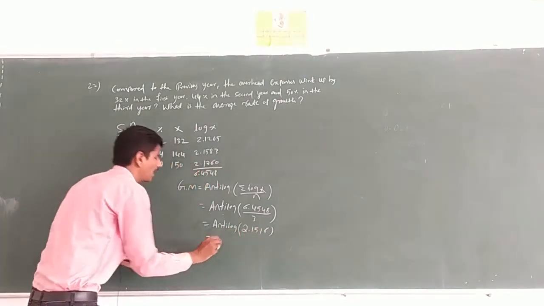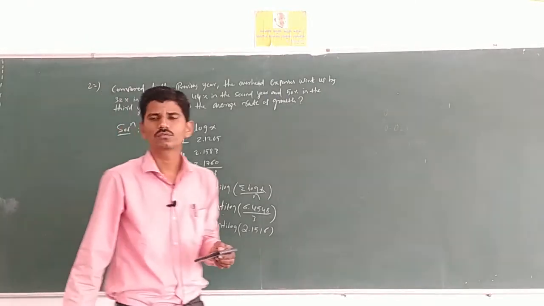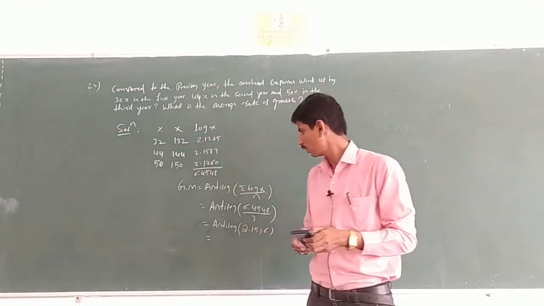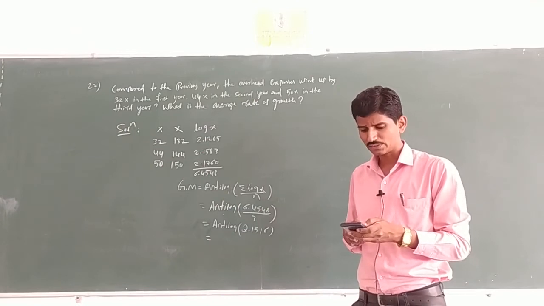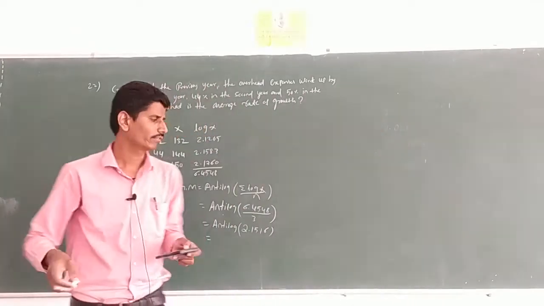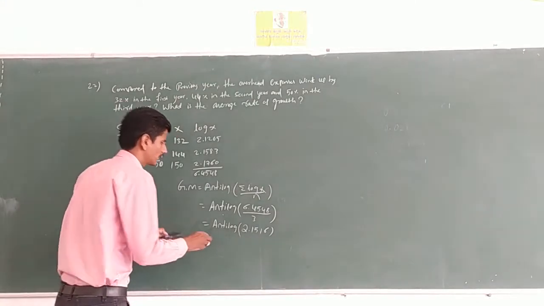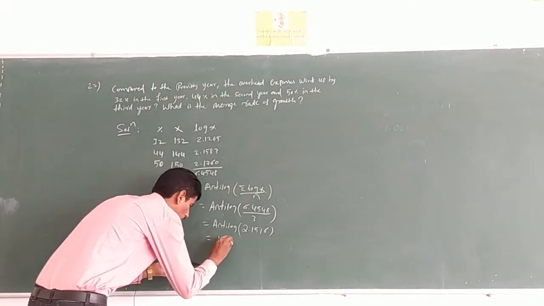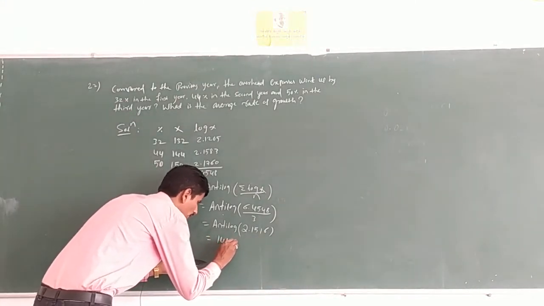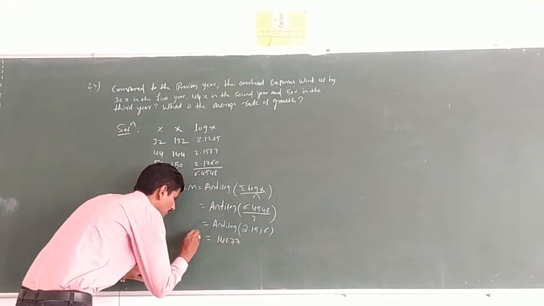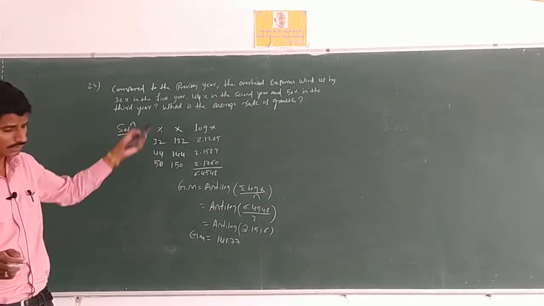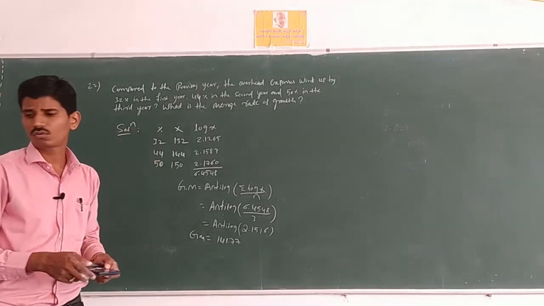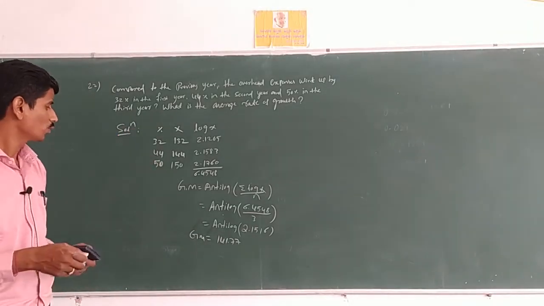2.1516. We have to find the anti-logarithm of 2.1516. The anti-logarithm of 2.1516 is 141.77. Okay, here the GM is 141.77. The next question is, what is the average rate of growth?